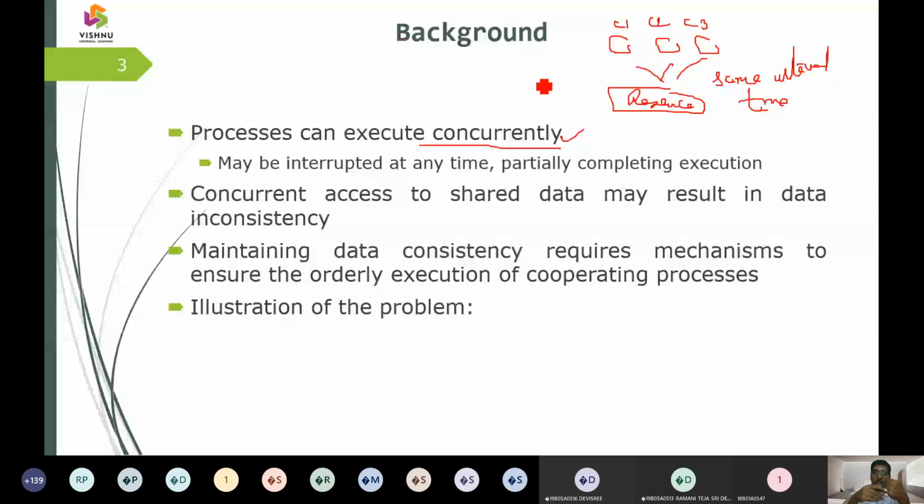One is called the critical region. Another is the critical section, mutual exclusion, followed by monitors. And there are solutions like Peterson's solution, the producer consumer problem, the dining philosophers problem, and the bounded buffer problem. These are the different approaches that have given solutions for the process synchronization problem. So that is regarding the background. So what will happen if concurrency occurs?